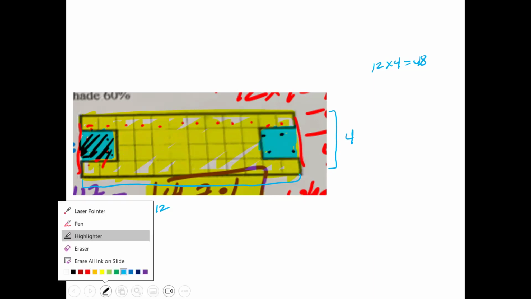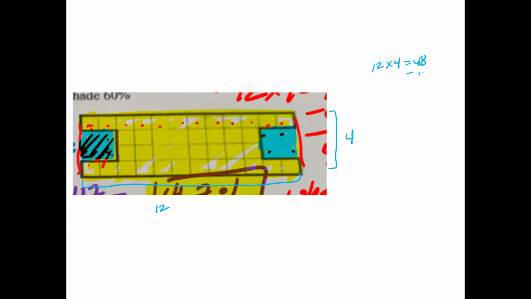The 2 sides. How many squares are in each of these? 4. How many here? 4. So then what am I going to subtract from the whole thing? 4. So what is it? 8? What's 48 minus 4 minus 4? 40. That is your whole. Do you understand that? Yeah. Good.